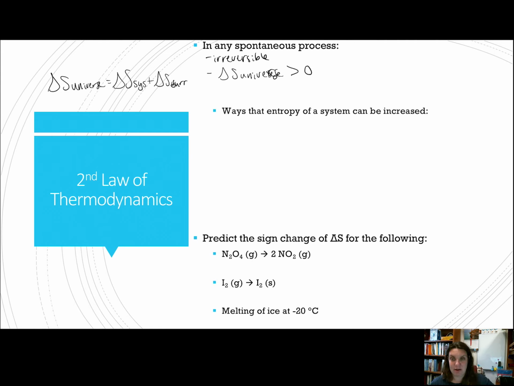So our entropy, since we deal with most of the time spontaneous processes, right? Or if we're dealing with a non-spontaneous process, it has to be coupled with a spontaneous process. Because of that, our delta S of our universe will always be increasing, so the entropy of the universe is always increasing.